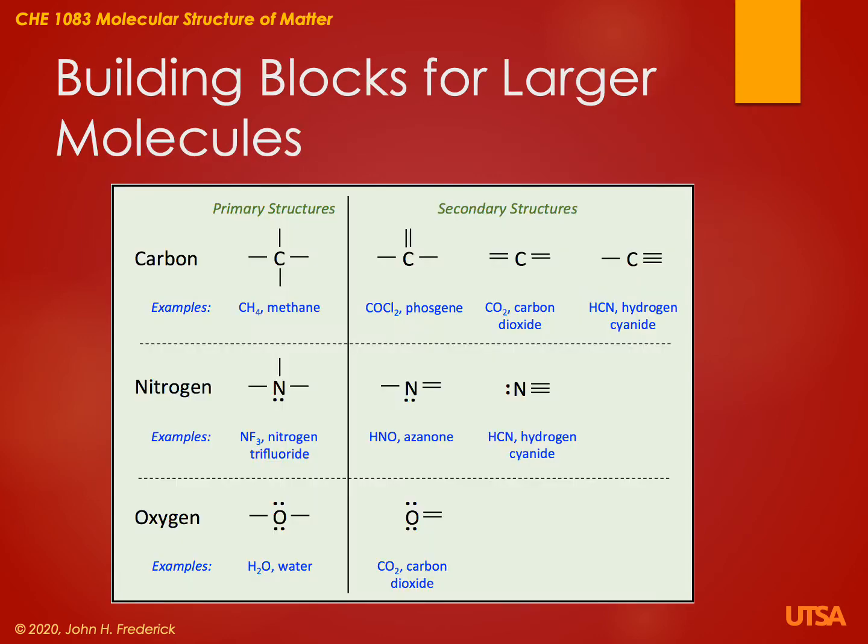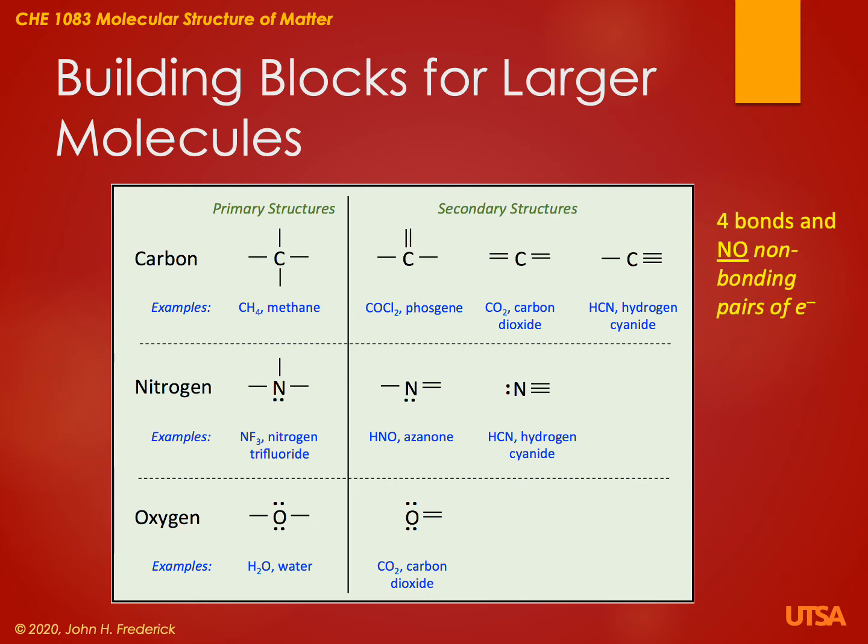Now these are the fundamental building blocks that we're going to see, and I want to spend a minute or so on this chart so that you can understand what's going on here. We're listing carbon, nitrogen, and oxygen with their bonding capacity. Carbon has 4, nitrogen 3, oxygen 2, and these are the possible structures that you might find carbon embedded in the center of a complex molecule.